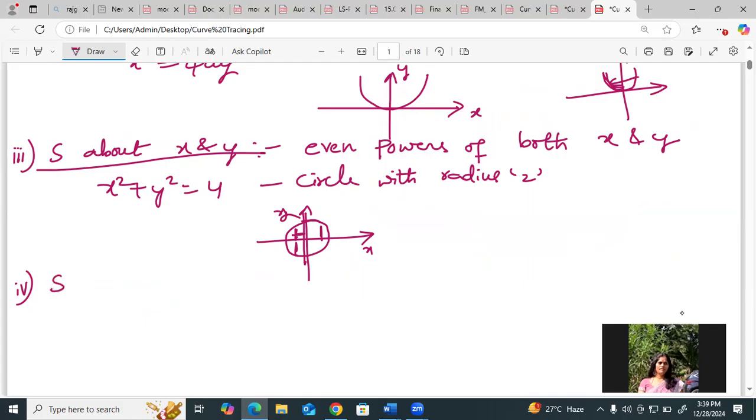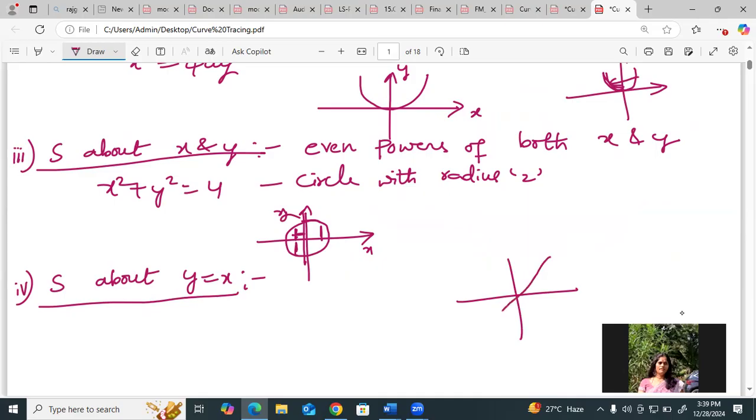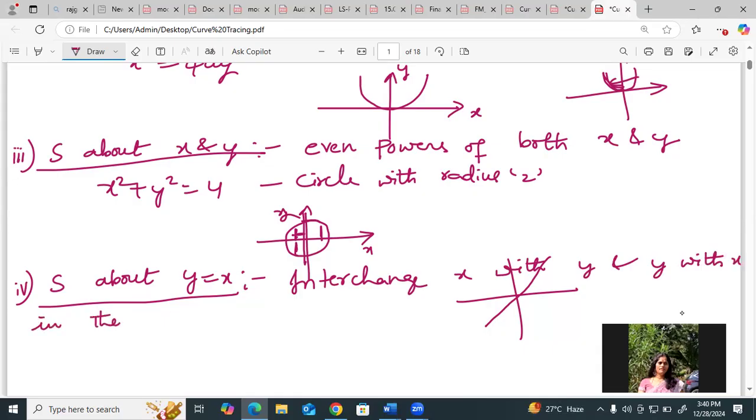Now there's another version of symmetry, that is symmetry about y is equal to x. All of us are aware of the line y is equal to x. In polar we'll call this line the theta is equal to pi by 4 line. Now how do I check for symmetricity about y is equal to x? Simple, just interchange x with y and y with x in the equation of the curve.